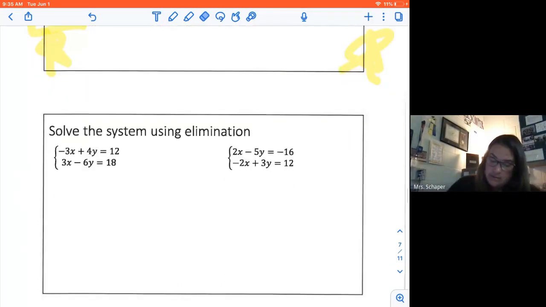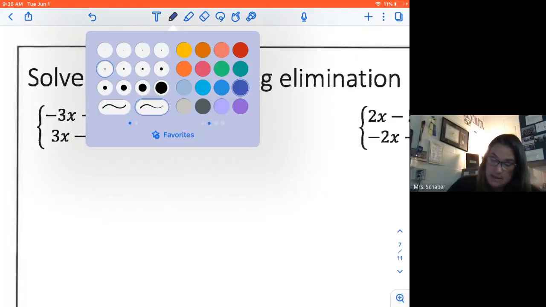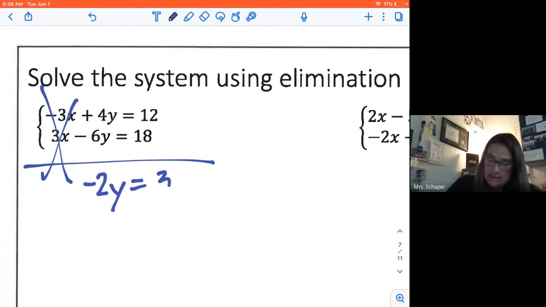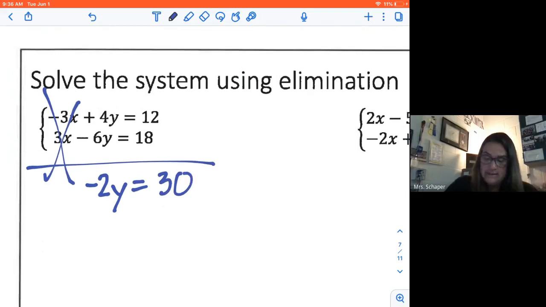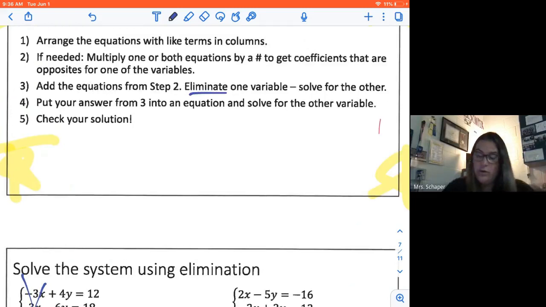When I look at this particular one, everything's lined up, looks fantastic. And now I'm going to add them together. So negative 3x plus 3x, that's 0 because negative 3 plus 3 is 0. 4y minus 6y is negative 2y. And 12 plus 18 is 30. All right, so that's step number 3. Add the equations together, and we're eliminating one variable. That's why it's called elimination, because we're working on eliminating that variable.